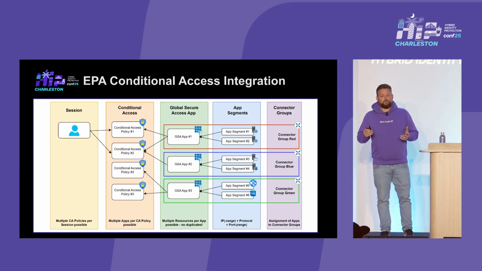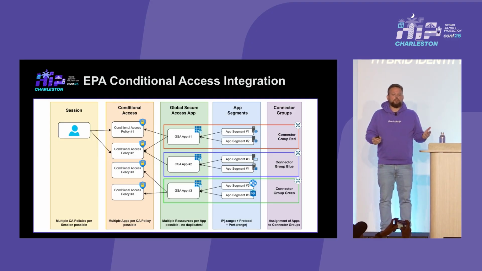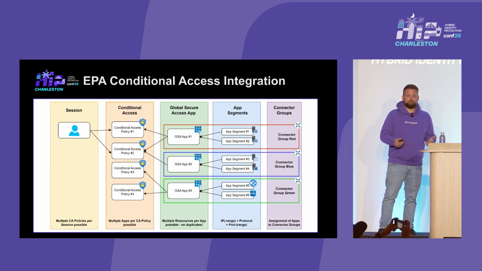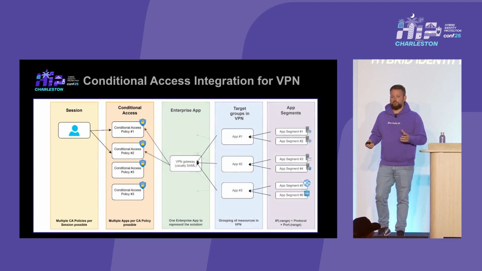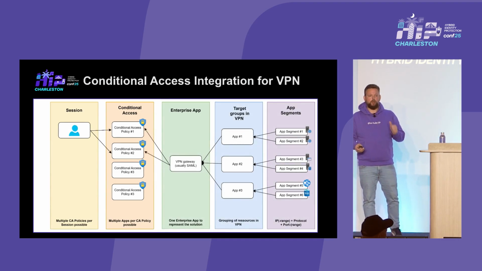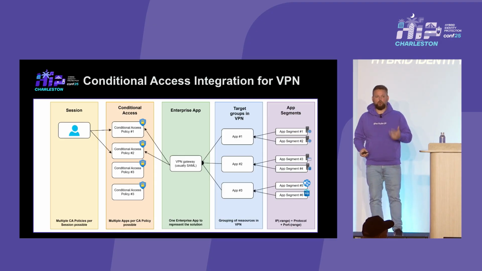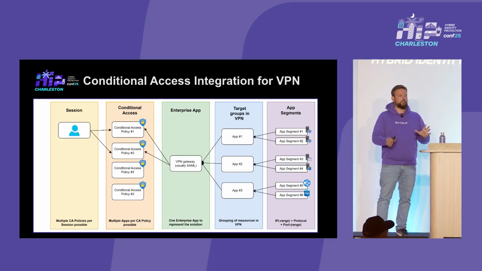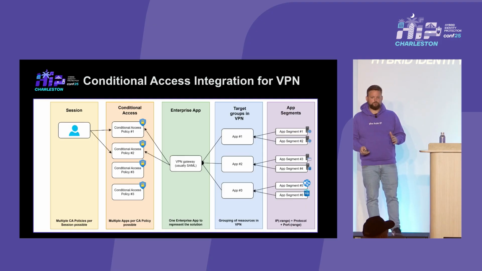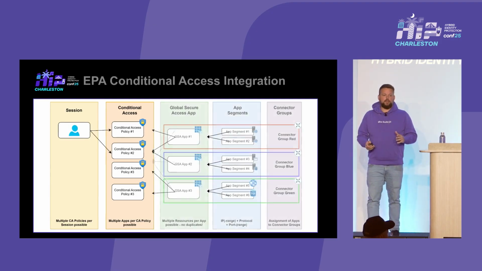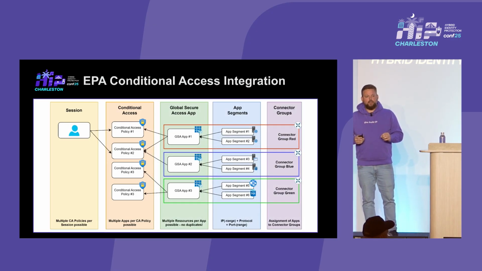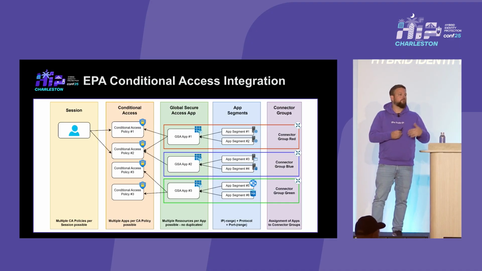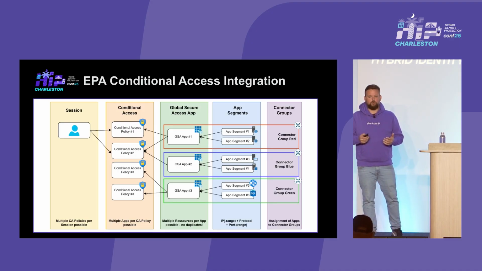And you might say, okay, my VPN also has a conditional access integration. But if we compare this, you will see, okay, I have one app, one login, one rule set. There is no differentiation on a per-app level. With Entra Private Access, we can have very sophisticated rule sets.